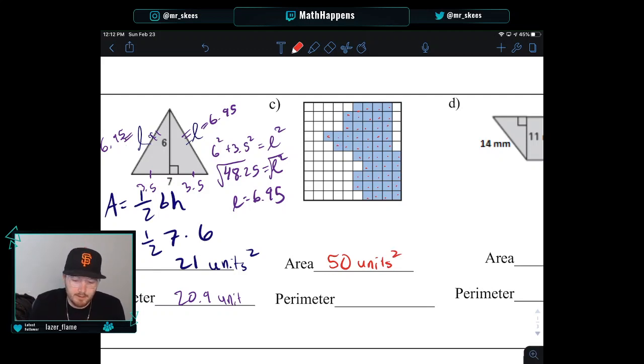And then perimeter, just add up all of the edges, right? The perimeter is the edges all added up. So 1, 2, 3, ... counting around the edges up to 38. 38 units.